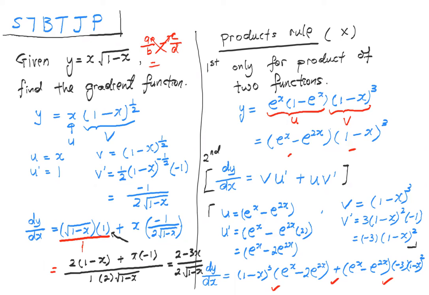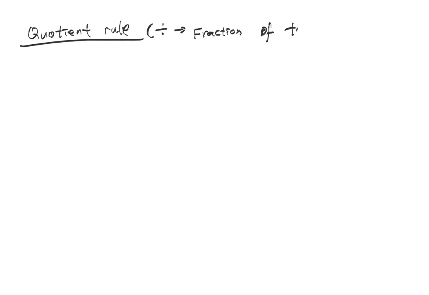Got product, sure got quotient, correct? So when am I supposed to use quotient rule? Can I move? When am I supposed to use quotient rule? Okay, so we want to talk about quotient rule. Quotient in math means divide. When I say divide, I mean fraction. Is that any fraction? That means it's the fraction of two functions. Two functions, huh?